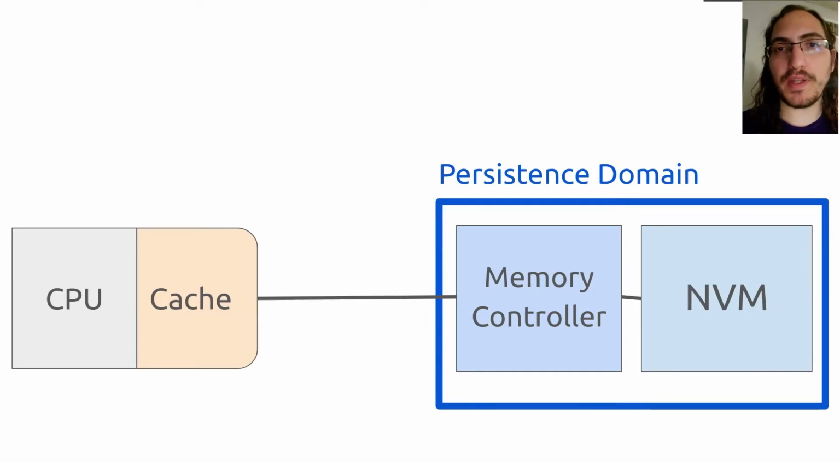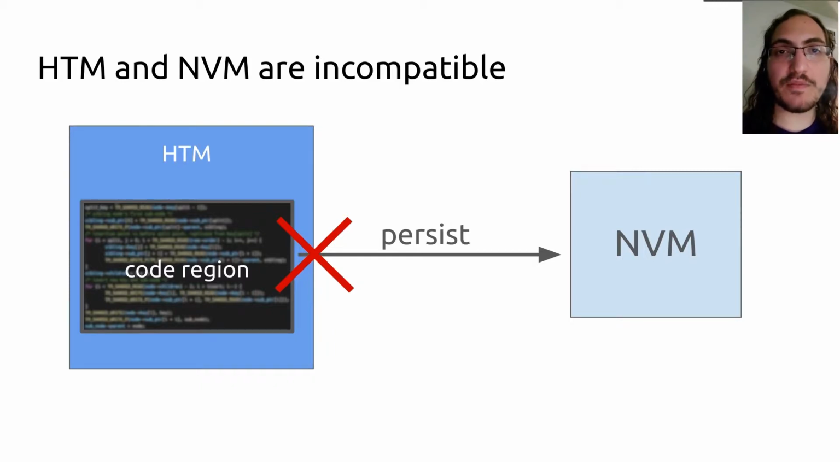However, that brings me to my next point. Hardware transactional memory and non-volatile memory are incompatible because hardware transactional memory prohibits data from being written back during a transaction, which means that persist operations are not allowed. Luckily, there are ways to get around this limitation, which we will talk about shortly.